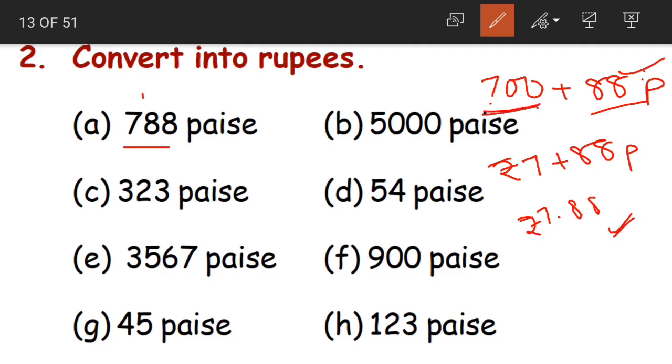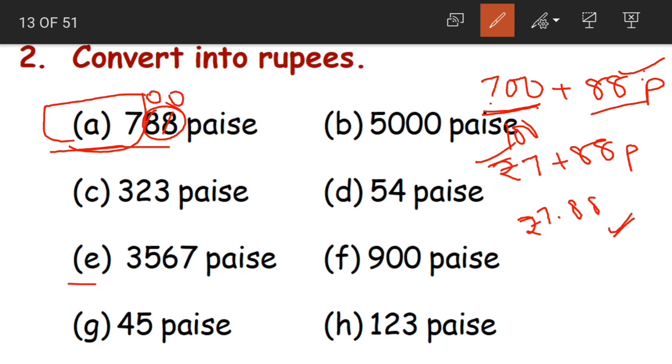Except for the ones and tens place, the remaining should be divided by 100. Except for these two digits, instead of ones and tens, write two zeros and then divide the resulting number by 100. You will get your rupees.